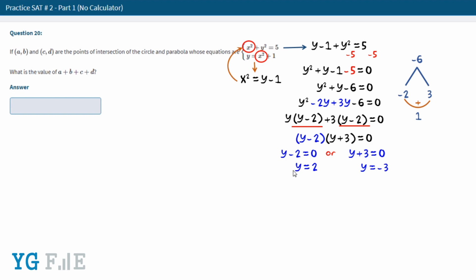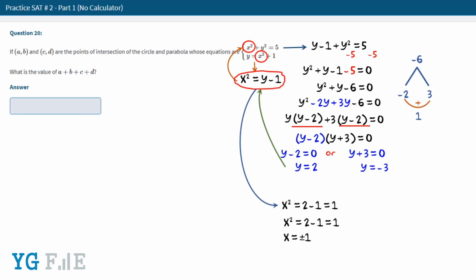So now we have two values of y, and the next step is to find the value of x. We can find it by substituting these two values into this equation. First we substitute y equals 2, so we have x squared equals 1, which means that x will be equal to plus 1 or minus 1. The second step is we substitute y equals minus 3, so we have x squared equals minus 4. So now we have a negative value of x squared, which means that if we take the square root of this value, then x is a complex number.